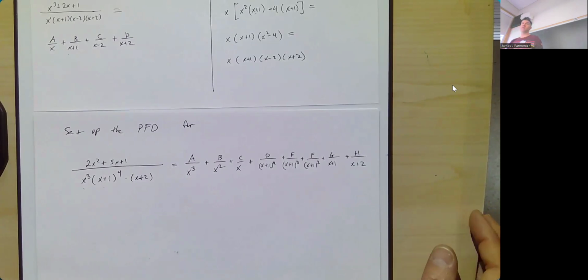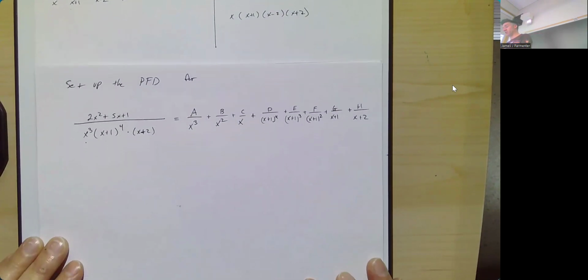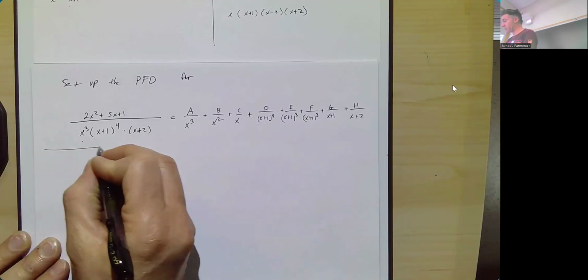So the point here is that when you have a repeated linear factor, x plus or minus some constant, the constant could be 0, raised to some power that's higher than 1. So 2, 3, 4, right? It has to be an integer power. Then you have to do this sort of thing. So let's look at an example of something you might actually integrate using this process.